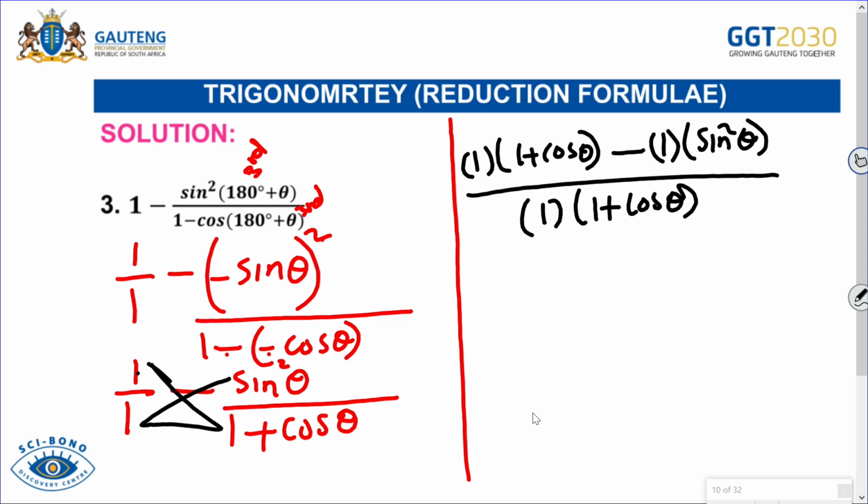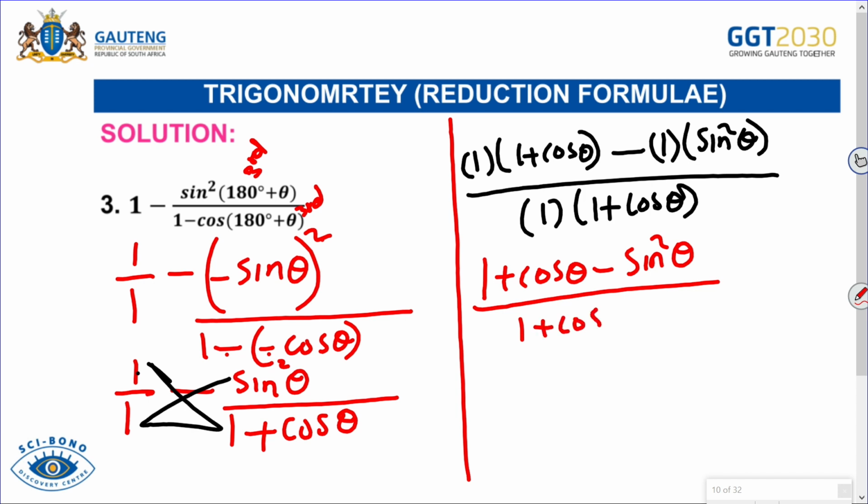Okay, and then from there you'll say 1 times the 1, you'll get 1. 1 times the cos theta, you'll get plus cos theta, minus 1 times the sine squared theta, you'll get minus sine squared theta, and then it's all over 1. If you multiply 1 by everything inside the bracket, you'll just get 1 plus cos theta, right?